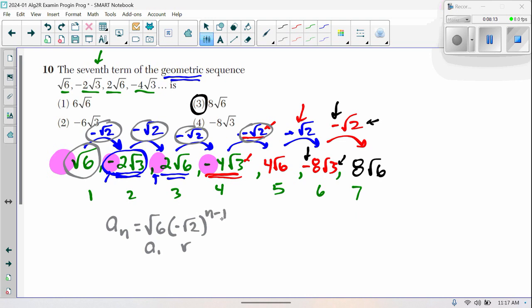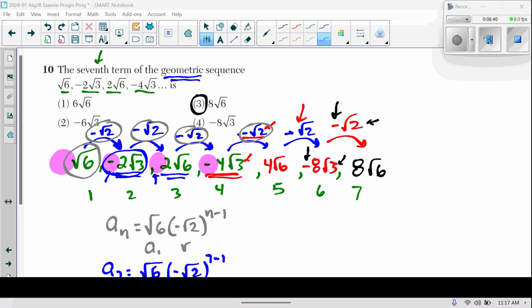So if I want to find the seventh term, I'll take radical 6, multiply it times negative radical 2 to the 7 minus 1. Okay? I can put this in the calculator. It's 7 minus 1. If you want, you can just make that a 6. But we'll just leave it 7 minus 1. We'll put it in the calculator just like that.